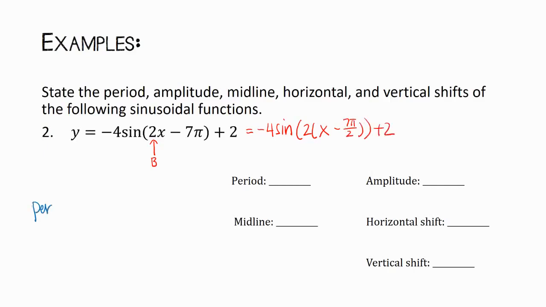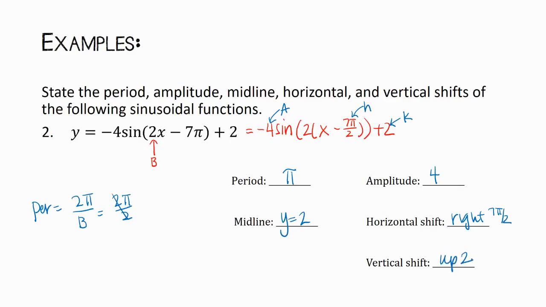Again, the period is 2 pi divided by b, and this time b is 2, so 2 pi divided by 2 is pi. The amplitude is this a value, but it's the absolute value of it because the negative in front is just a reflection. So the amplitude is 4. Our midline is y equals 2 because it's the k value at the end. Horizontal shift is the h value, and it's negative in there, so we're going to go right this time, 7 pi over 2 units. And then our vertical shift is up 2 because the k value is positive 2.